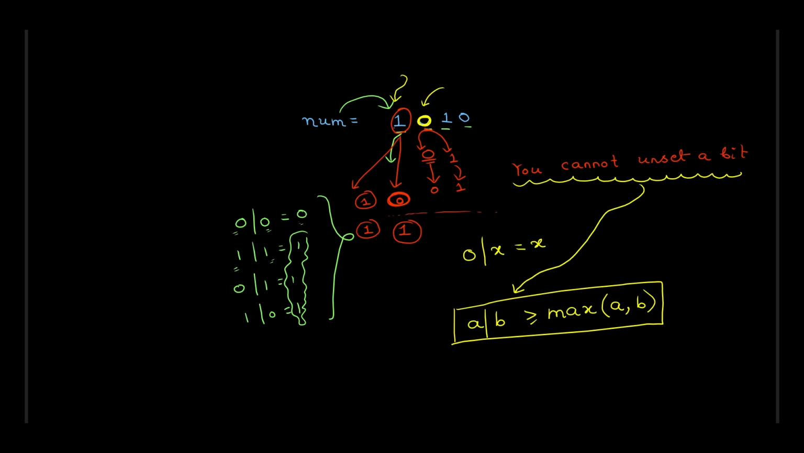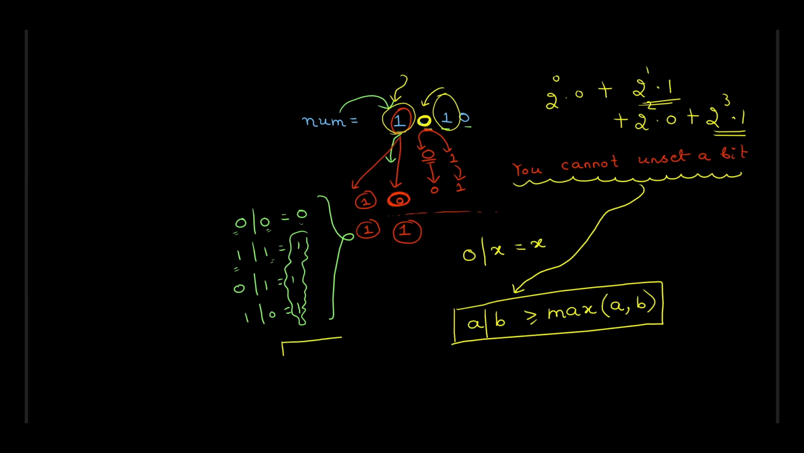Because we saw that you cannot unset any of the set bits, meaning this number can already be written as 2 to the power 0 into 0 plus 2 to the power 1 into 1 plus 2 to the power 2 into 0 plus 2 to the power 3 into 1, and you cannot touch these numbers. So this means that you can only increase the value of the bitwise OR, there is no way to decrease it. So we know that the bitwise OR of a series of numbers will always be greater than or equal to their max.